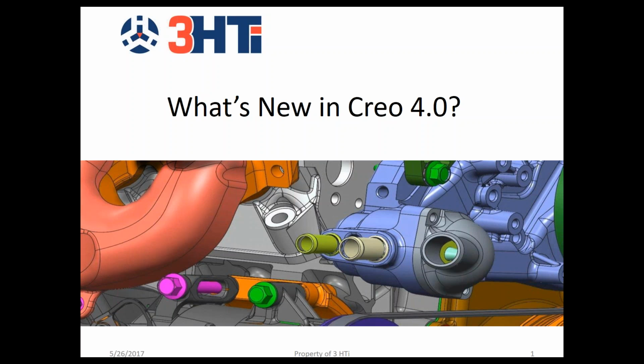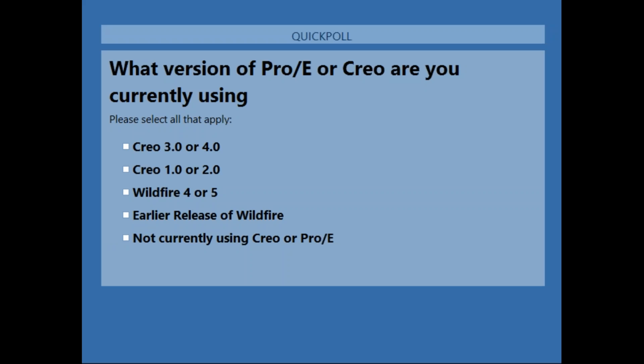Before we get started, I have a quick question I want to ask everybody, just to get an idea of our audience today. What version of Wildfire or Creo are you currently using? Are you currently using Creo 3.0 or 4.0? Do you have the first couple releases of Creo? Do you go back to Wildfire 4 or 5? Do you go back to something even earlier than Wildfire, or are you currently not using Creo or Pro Engineer at this time?